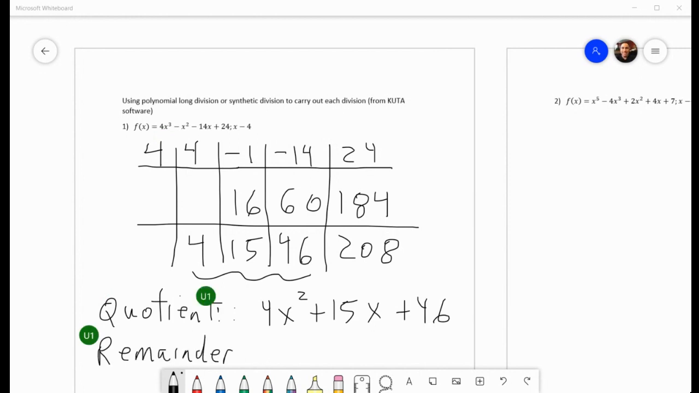I'm going to call this Q of x. We just fixed that. All right, there we go. Hopefully everyone can read that. And the remainder, R of x, is 208. So that's for the first one. Again, the first one we were able to do by synthetic division. Are there any questions on that?